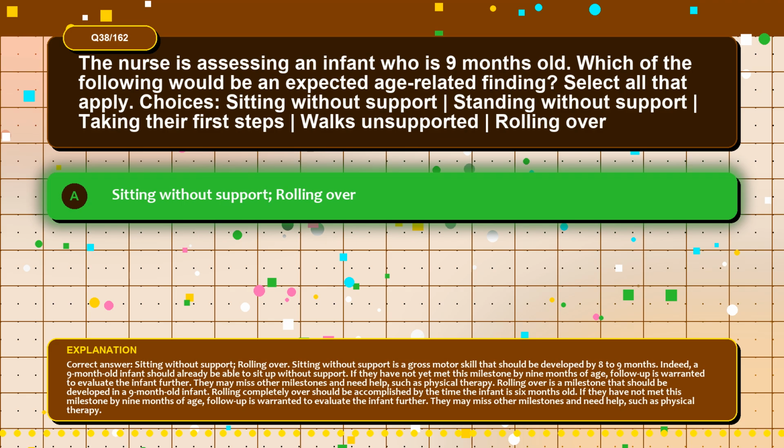Rolling over is a milestone that should be developed in a 9-month-old infant. Rolling completely over should be accomplished by the time the infant is 6 months old. If they have not met this milestone by 9 months of age, follow-up is warranted to evaluate the infant further. They may miss other milestones and need help, such as physical therapy.